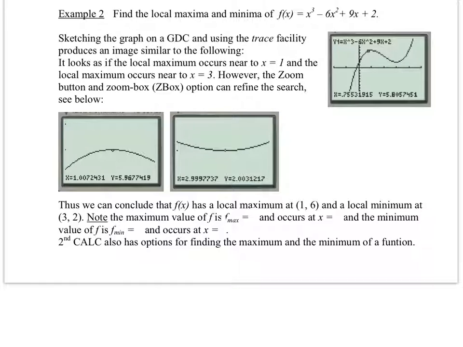The maximum value of the function is the y value, right, at the maximum, so that is 6, and it occurs when x is equal to 1. And if someone asks you what the minimum value of a function is, it's the y coordinate. So if you think about this point here, the y value is the function minimum, so you'd have to write down 2 for y, and it occurs when x is equal to 3.